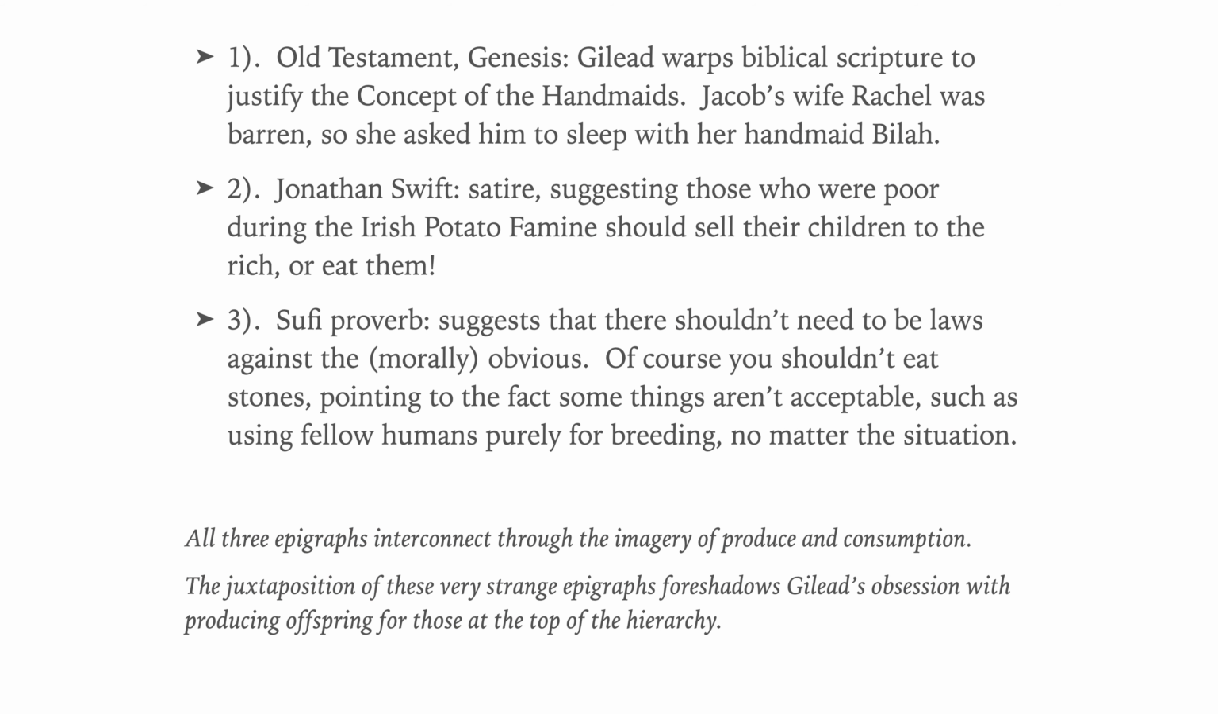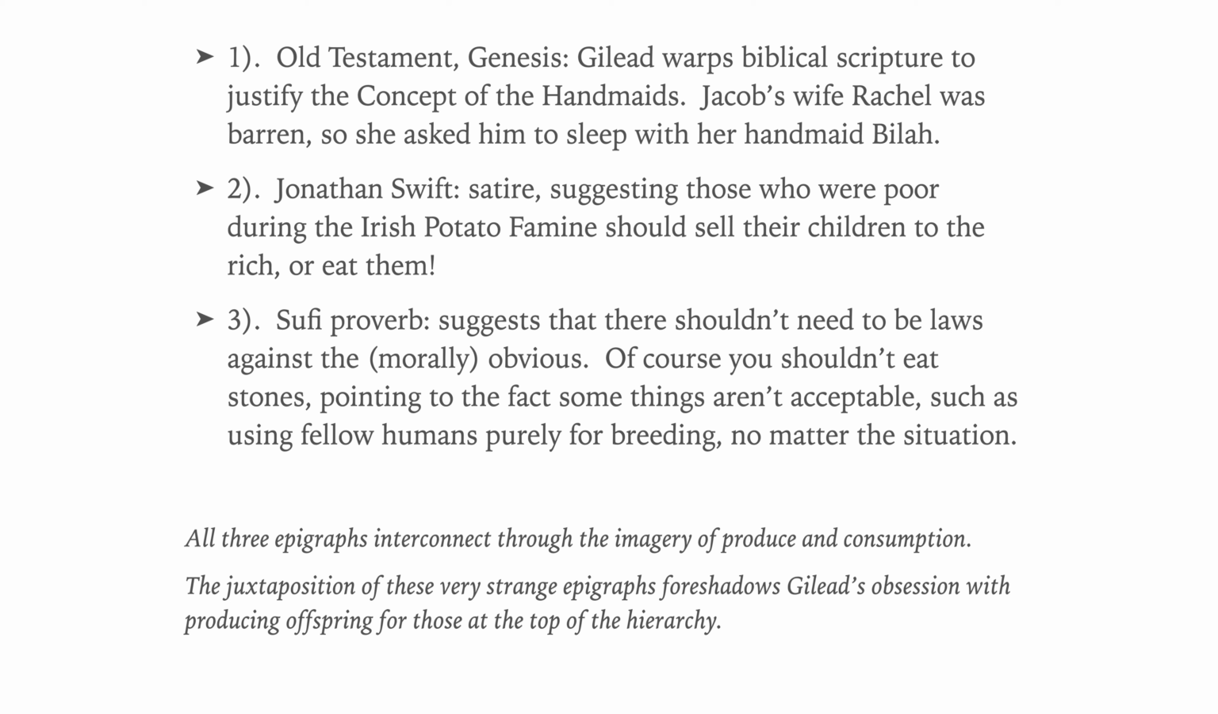The first, from the first book of the Bible, Genesis, is from the Old Testament. Gilead warps biblical scripture to justify the concept of the handmaids, often by quoting from it, accurately up to a point, but then omitting other things, not including them. Jacob's wife Rachel was barren. She was infertile, unable to have children, and so she asks her husband to sleep with her handmaid in order to essentially have a surrogate pregnancy. This is scripture that Gilead warps and uses to justify the concept of the handmaids.